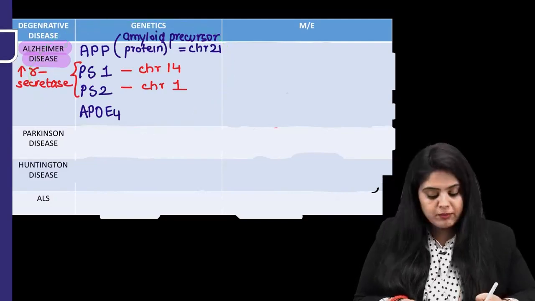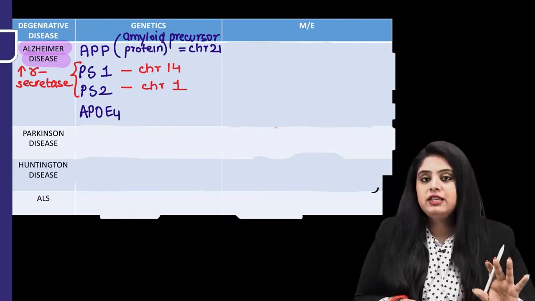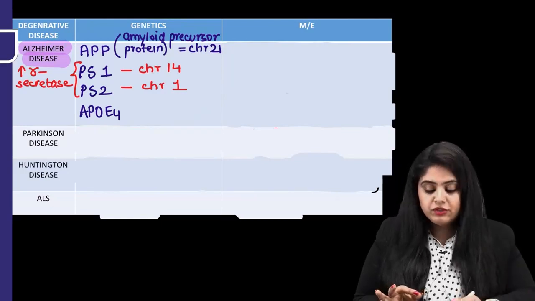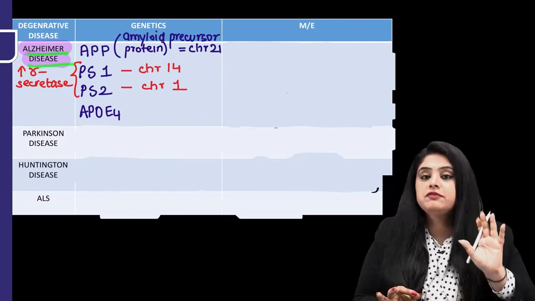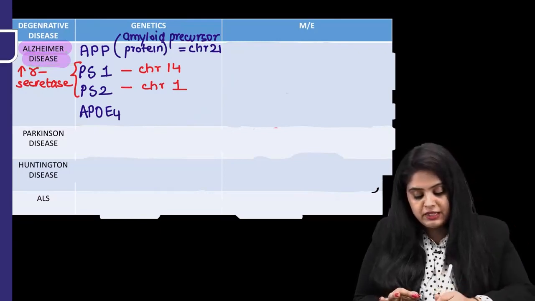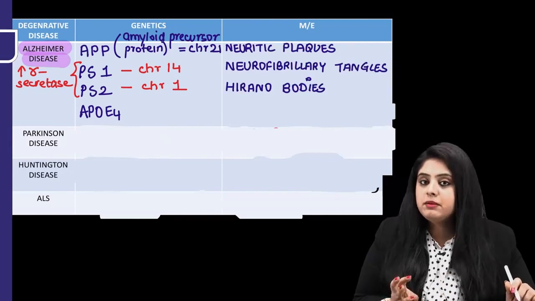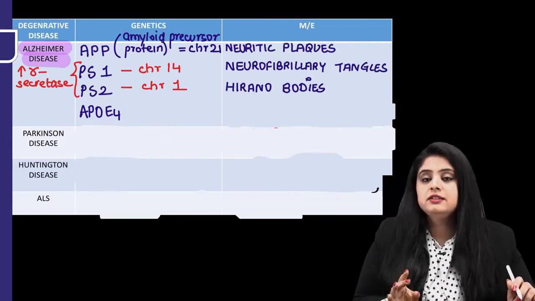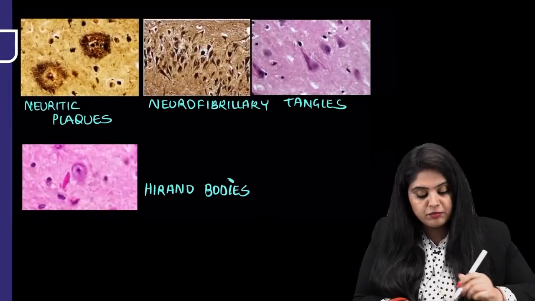So what are the pictures that I'm going to show you? First, if I ask you previous year questions, Alzheimer's disease involves 5 things under the microscope. I'm going to show you the first 3 things that we have: neuritic plaques, neurofibrillary tangles, and Hirano bodies. Have a look at these pictures.